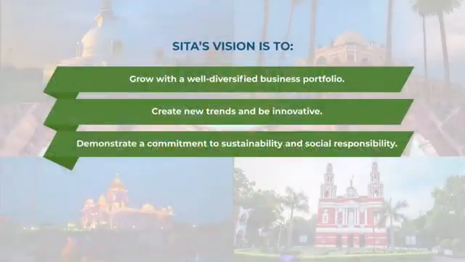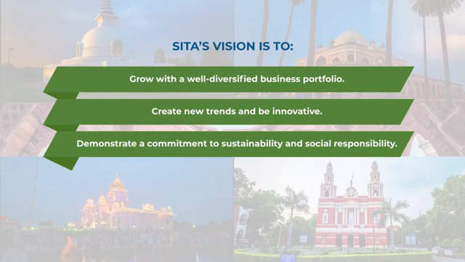The first important aspect to look at is the vision of the company. What does vision signify? Vision signifies the ultimate aim of the company, the goal for which the company exists. And the SITA vision is to grow with a well-diversified business portfolio. They don't want to limit themselves to a single product portfolio, rather they believe in diversified product portfolios. They want to create new trends, and for that they want to be innovative.